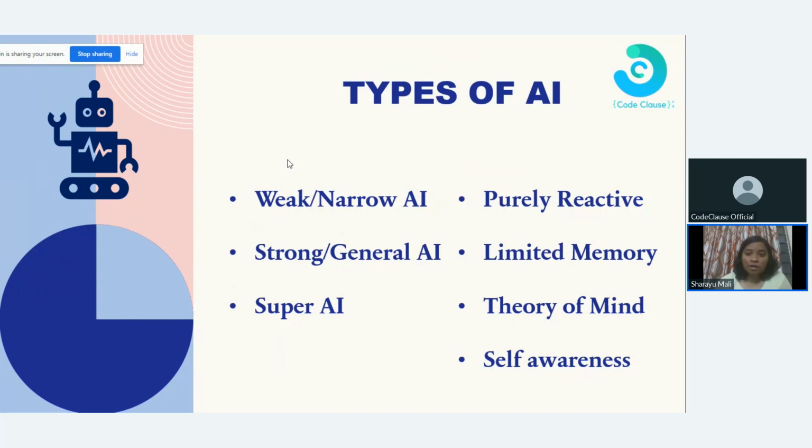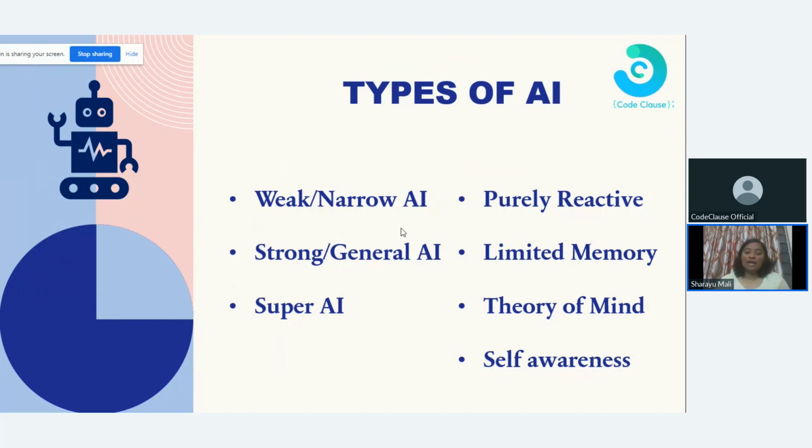So based on capabilities, there are three types of AI: the weak or narrow AI, strong or general AI, and a super AI. Weak or narrow AI specifically focuses on solving a particular type of problem. They cannot solve problems or give solutions beyond a specific set of requirements. For example, Apple Siri and IBM Watson.